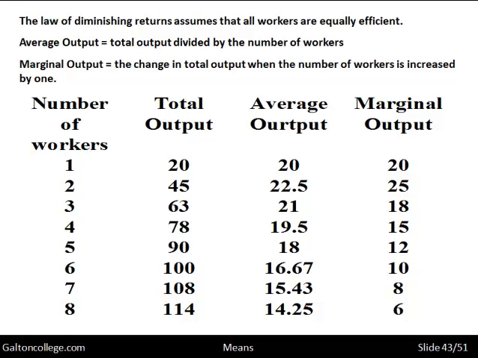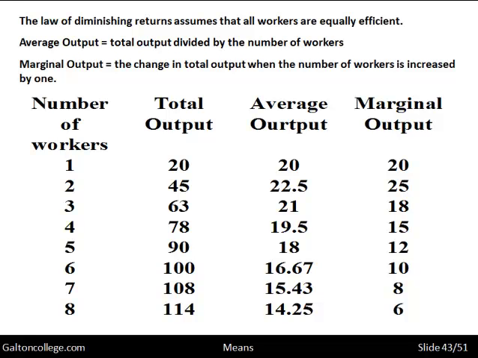The fifth worker, output goes to 90. It goes up from 78 up to 90. And you can see that the marginal output is therefore 12. 78 to 90 is 12. And that's how the table is calculated. You'll see that the average output is a lot different.